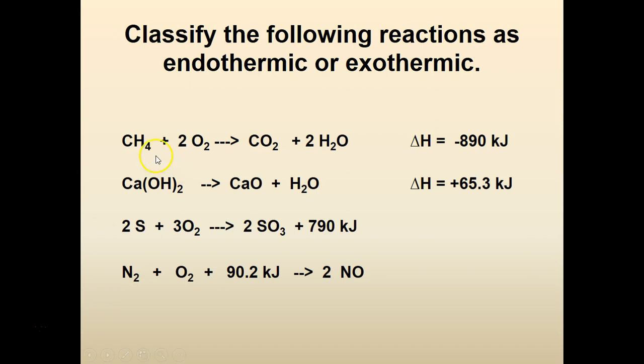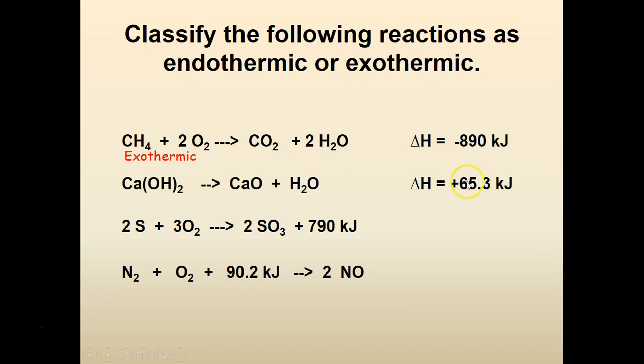In the first reaction here, we're looking at methane plus oxygen yields carbon dioxide and water. Notice it doesn't give me anything about heat in the reaction, but over here to the right, we see delta H, and it says delta H is equal to negative 890 kilojoules. We just learned that which type of reaction is a negative change in heat? That would be exothermic.